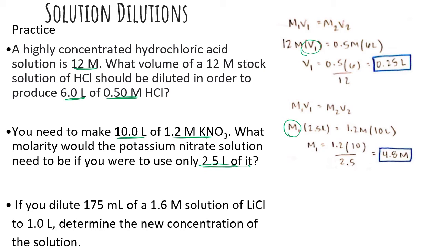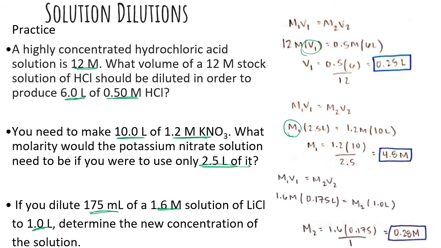For the third one, we have V1, M1. We have V2, and we're trying to find M2. So when we plug everything in, solve for M2, we get 0.28 molar. So what you're going to do now is a lot more practice with doing calculations with molarity, and then practicing doing calculations with dilutions. And that's all for notes today.